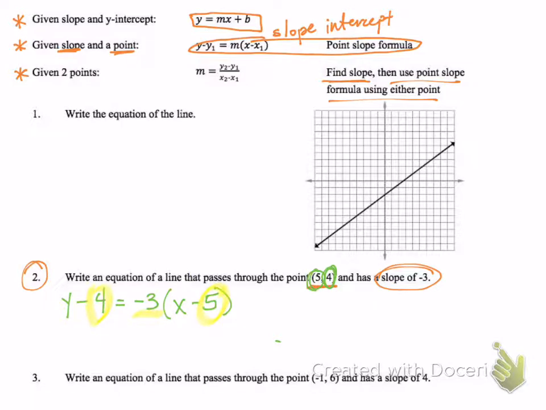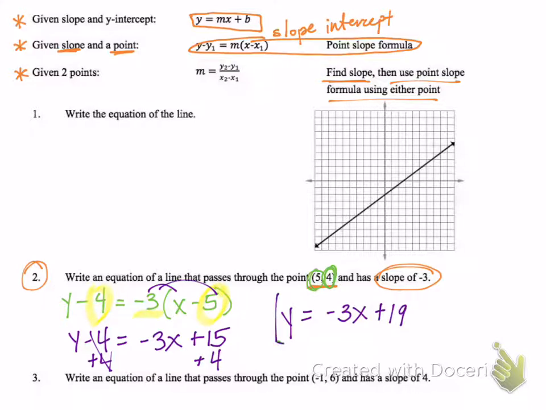If it does not specify, or I have not already told you so, you can leave it like this. However, for your homework, I do want you to simplify it into slope-intercept form, which would just mean, it's not hard, that I distribute the -3, so y minus 4 equals -3x plus 15, and then I move the 4 over. If you want to do this all in one step, you can, just be careful. So y equals -3x plus 19.